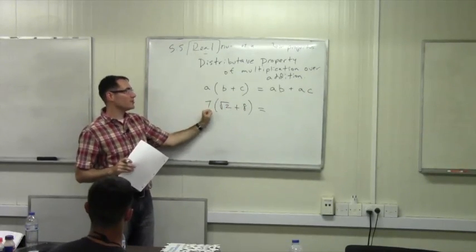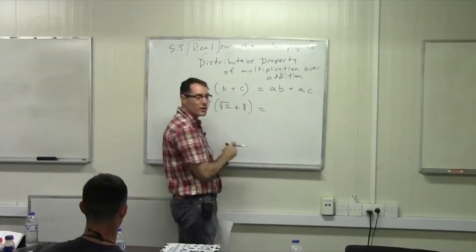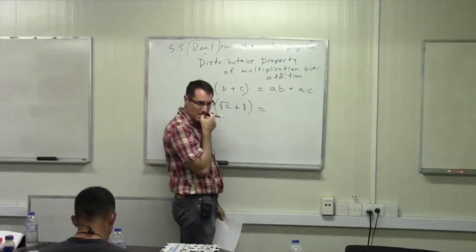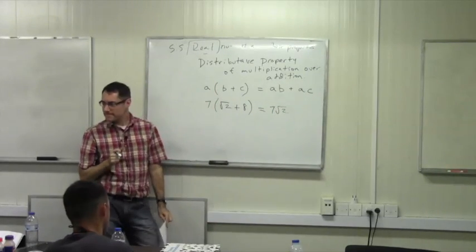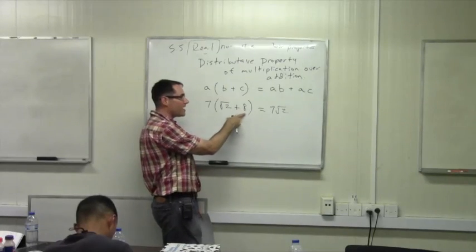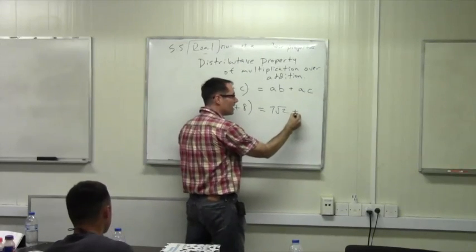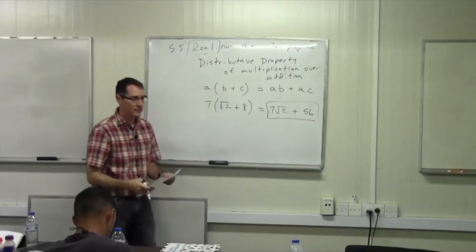We can distribute the 7 through here, though. What's 7 times the square root of 2? 7 square root of 2. And then you also distribute the 7 through to the 8. You multiply those two, plus 56. Now you've distributed that through.